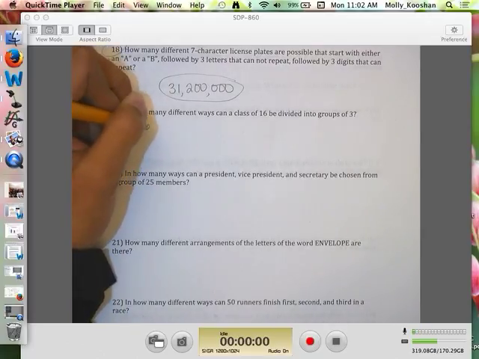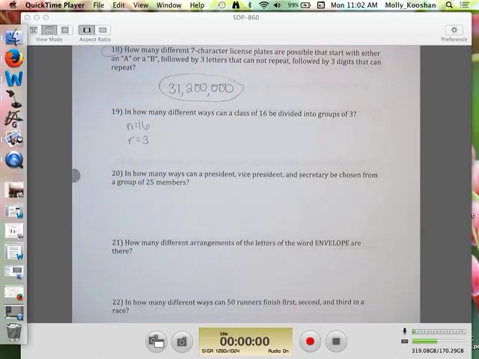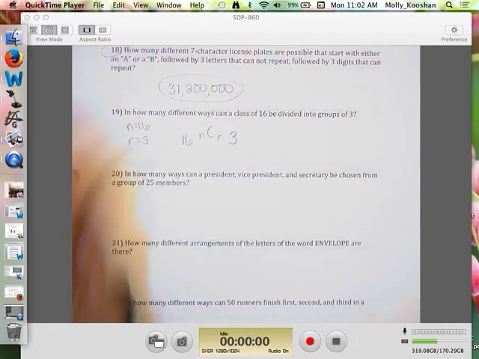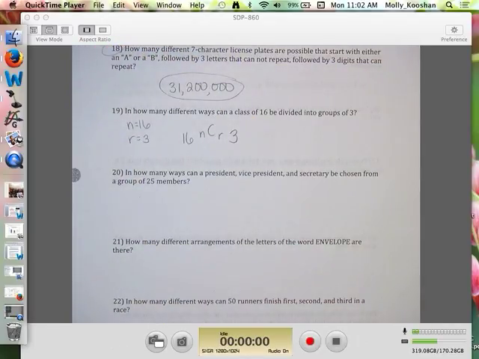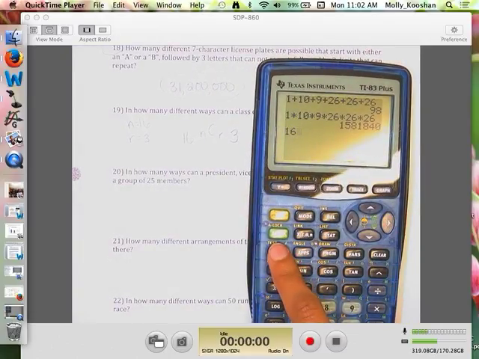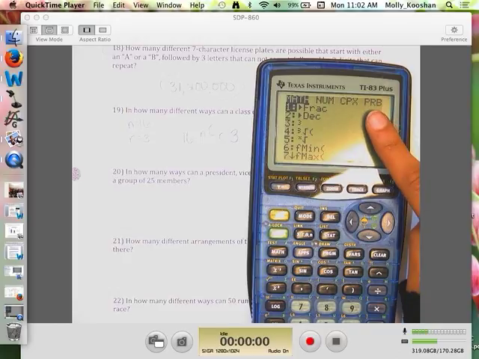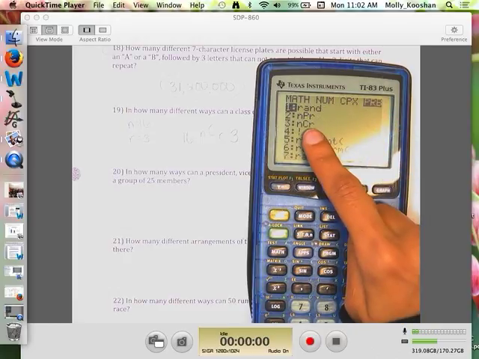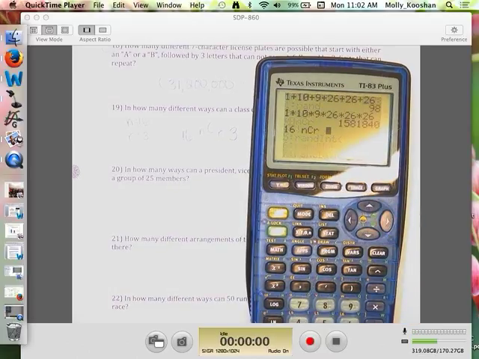N is 16, R is 3. Okay, you want to do 16 nCr 3. So, 16, Math, go over to probability. So you can push the left arrow once. And then nCr is right here. And 3. 560.